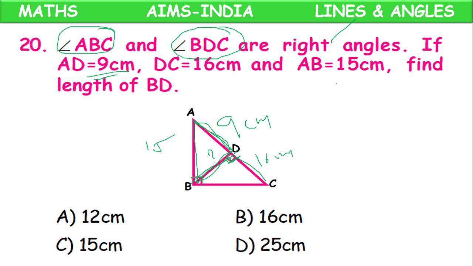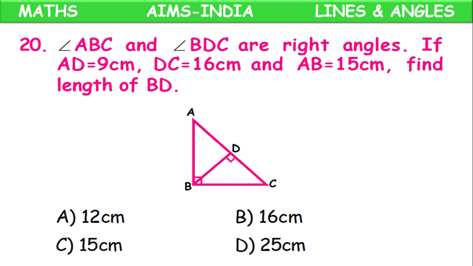If this is 90 degrees, upside part also 90 degrees because of linear pair. So this ABD is also a right angle triangle in which AD is 9, AB is 15. So the right angle opposite, this is the hypotenuse. We have the Pythagoras theorem: hypotenuse square equals sum of squares of other two sides, BD square plus AD square.